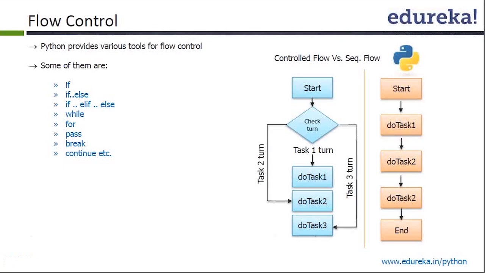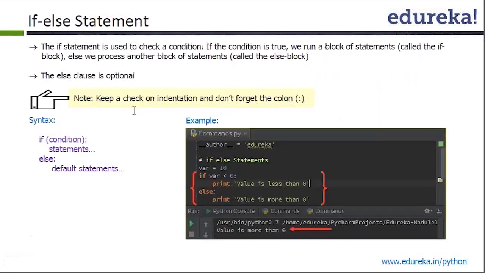Okay, you would know what is if, else, while, for, break, and continue. Now the if statement is used to check a condition. Everyone knows it. If the condition is true, we run a block of statements called the if block. Else, we process another block of statements called the else block, which is optional.